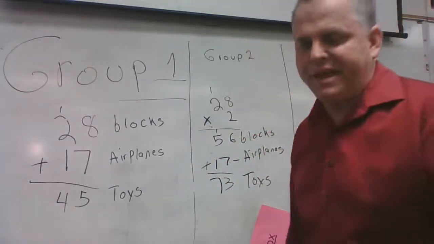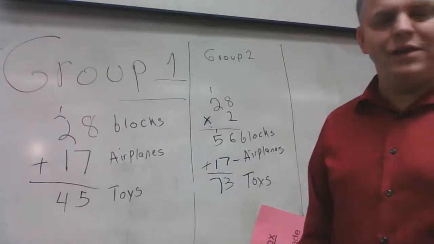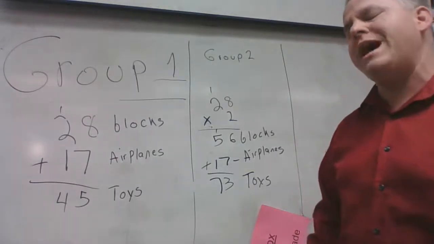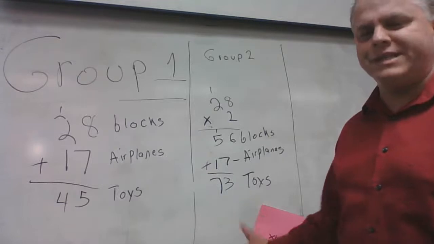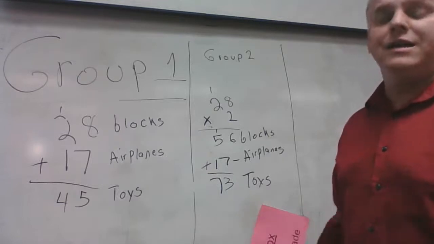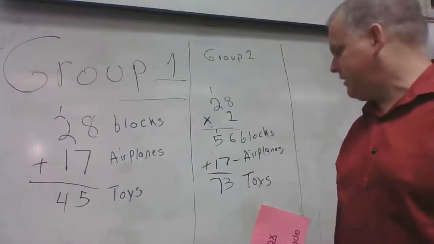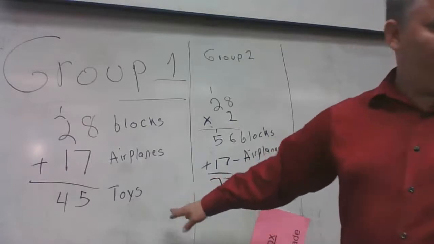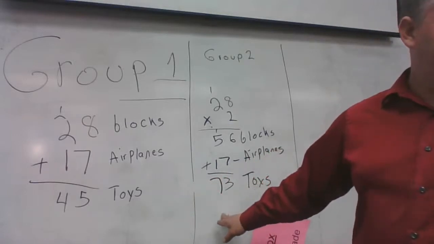Uh-oh, you're using a pen. Yeah, that can be hard. Never ever do math with pen because of mistakes like this. Even Mr. Cox sometimes makes mistakes. So 45 toys and 73 toys.